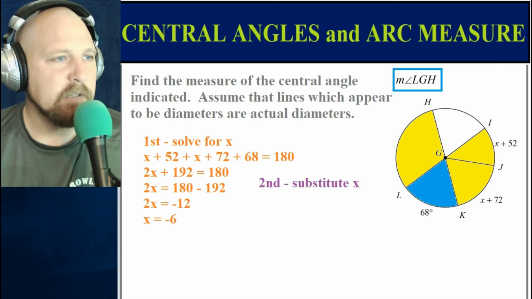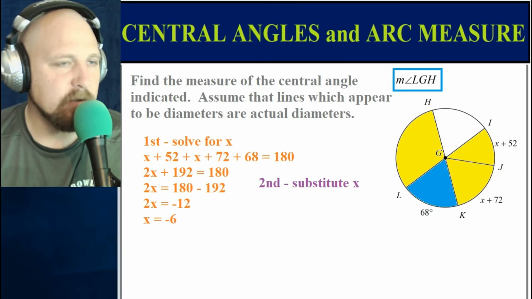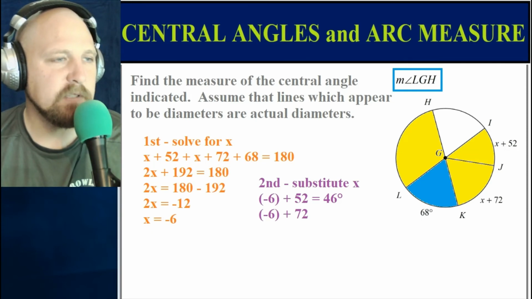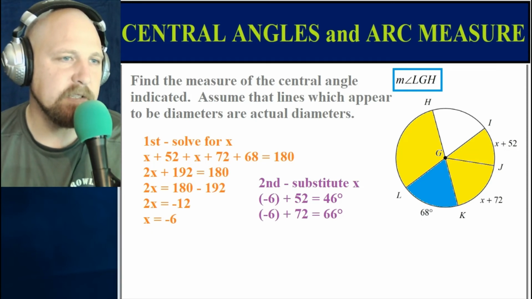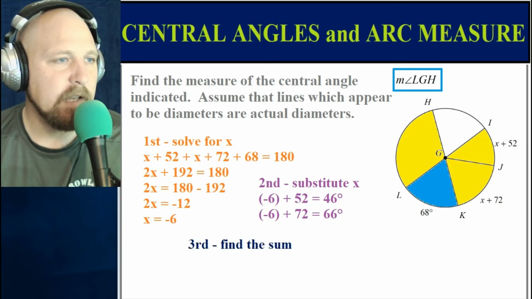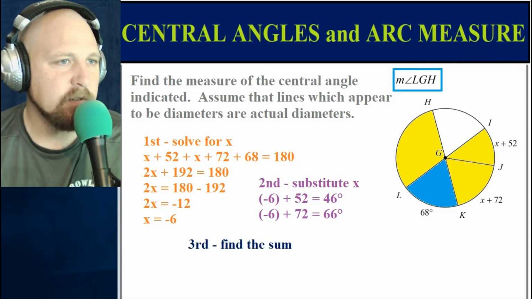The second thing we have to do is substitute x into those two expressions that we see for IJ and JK. So negative 6 plus 52, that's going to be 46 degrees. And then negative 6 plus 72 is going to be 66 degrees. We can add all three of those things together, and you'll see that it's 180 degrees.